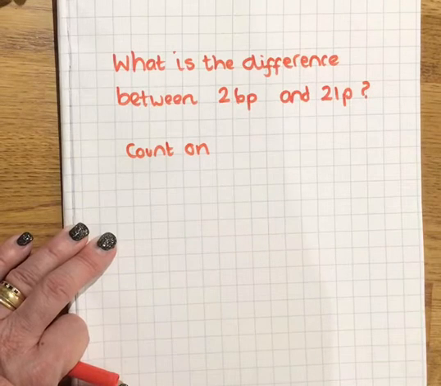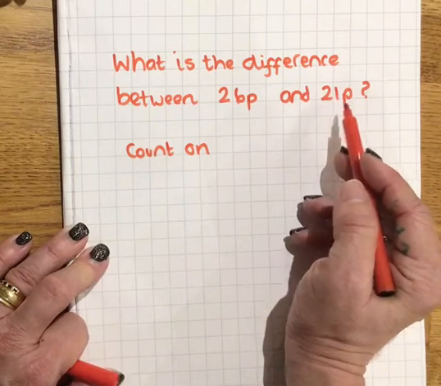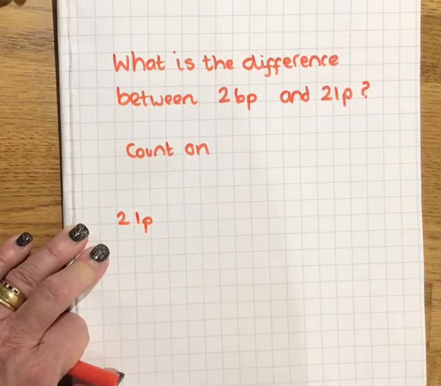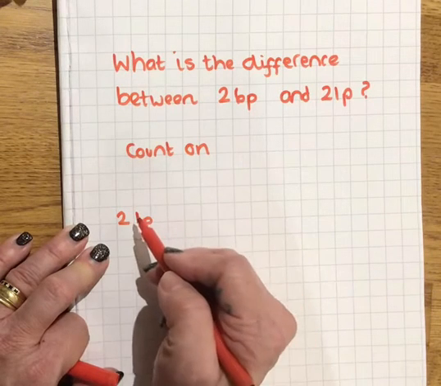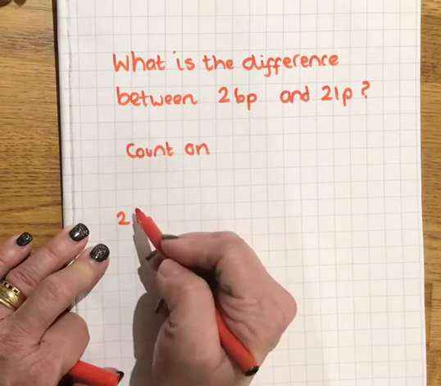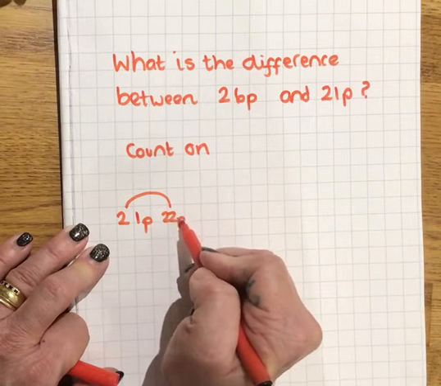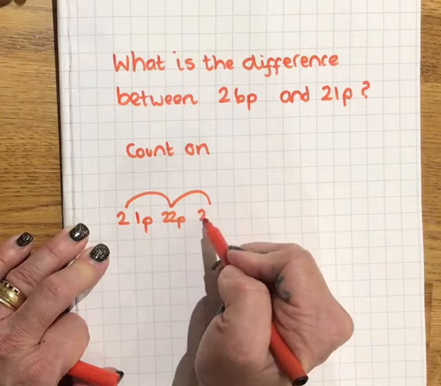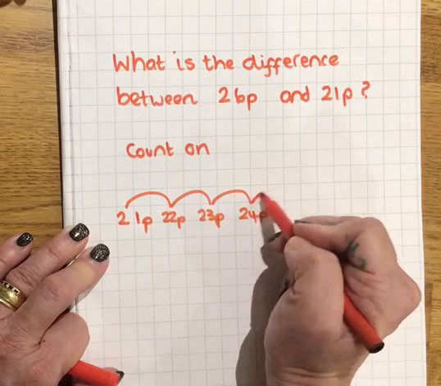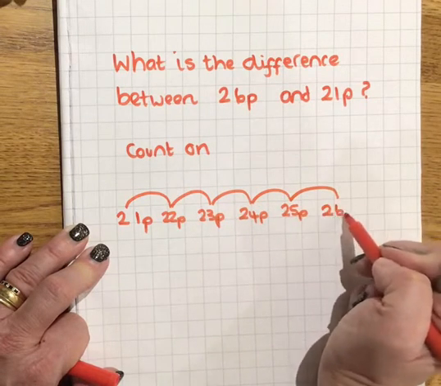To find the difference by counting on, I start with the smallest number, which in this case is 21. So I put that at the start of my number line, like that. And then I jump on my number line until I get to 26. So there's one jump, that gets me to 22p. There's another jump, that gets me to 23p. Another jump, that gets me to 24p. Another jump, that gets me to 25p. And another jump gets me to 26p.